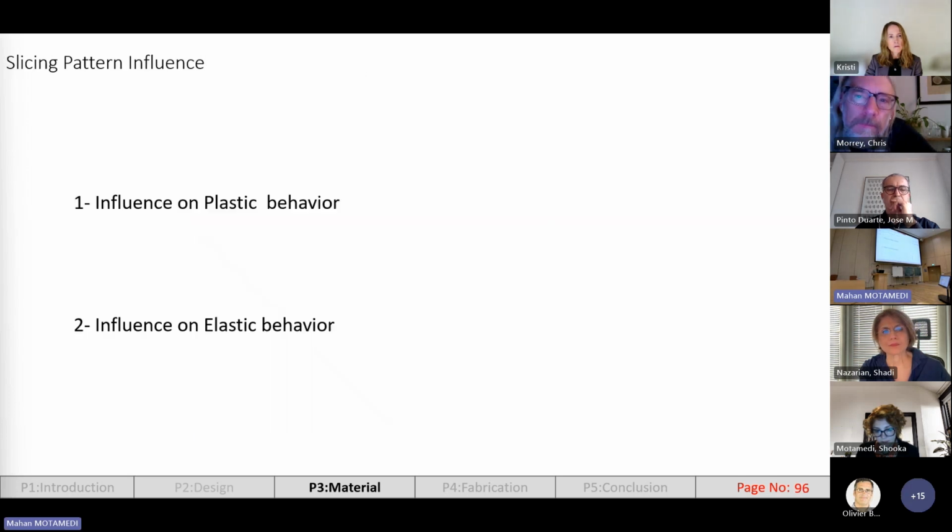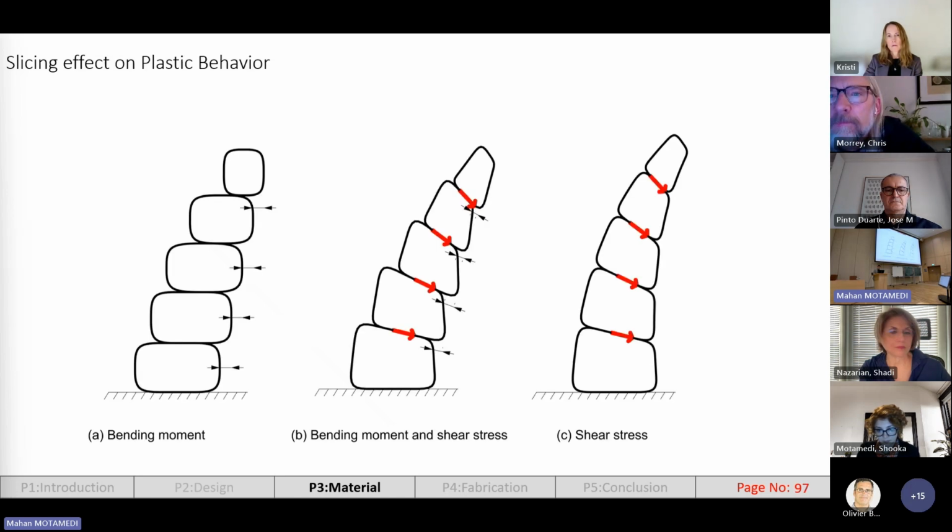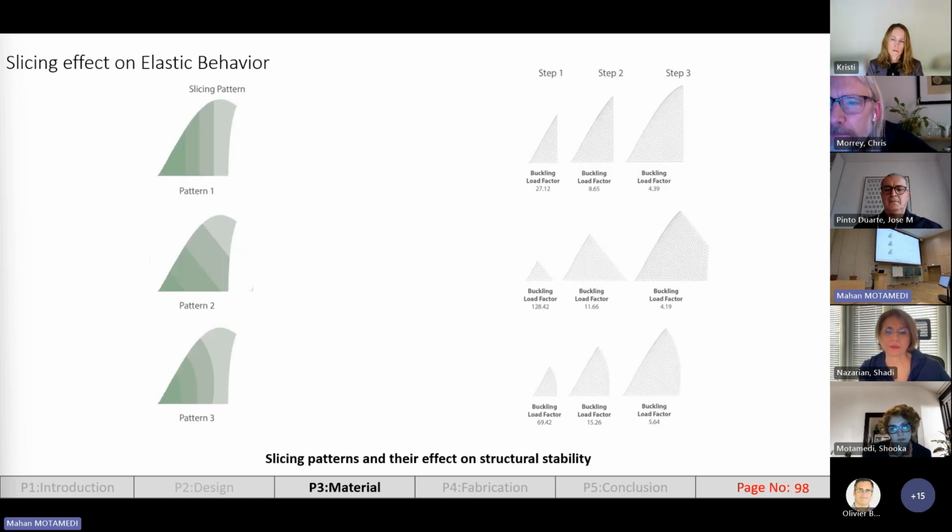There is also the effect of the slicing pattern on the structural behavior of the material. So the slicing pattern can influence the plastic behavior and elastic behavior of the material. In this slide, I will show you how the slicing pattern can govern the plastic behavior of the material during the printing process. So on the left, we can see that the slicing pattern will lead to the occurrence of local bending moment. In the middle one, we have a combination of shear stress and local bending moments. And at the right, you can see we have only shear stress between the layers.